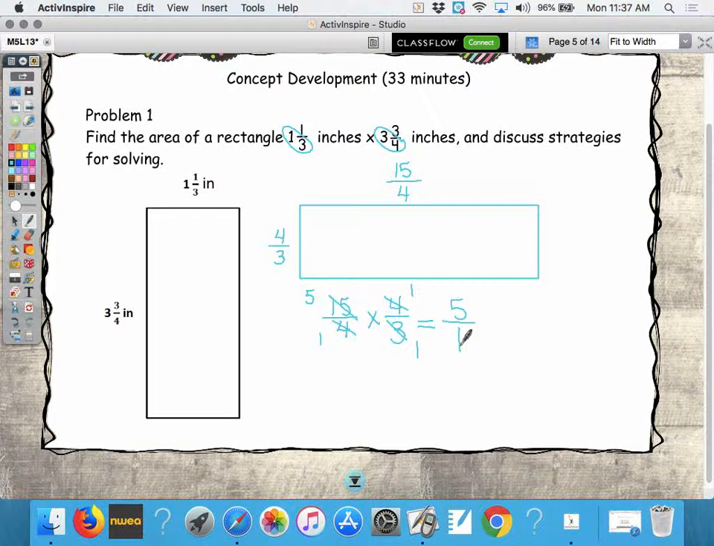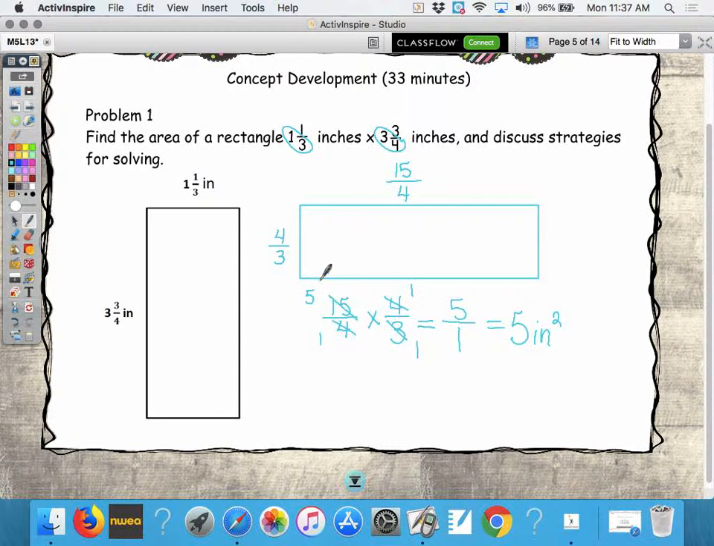5 over 1. What's 5 divided by 1? 5. So my answer is 5 square inches. That's my answer. Did you like that method? That was pretty simple, wasn't it? On Zern, you're going to see some of this, okay?